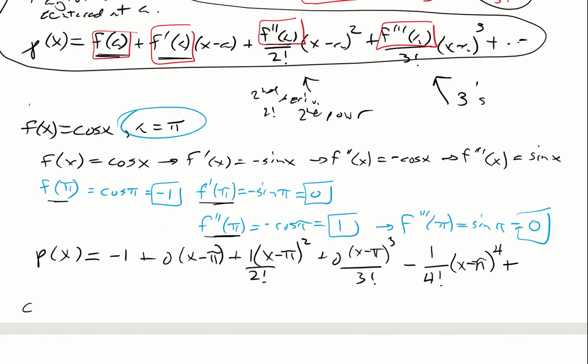And what we have is that cosine of x, where a is pi, you're centering it there, can be approximated by negative 1 plus, and I'll write it this way, x minus pi squared over 2 factorial minus x minus pi cubed over 3 factorial and plus, and so on and so on and so on. Okay, so building it from the formula is the best way to handle this in Calc 2.